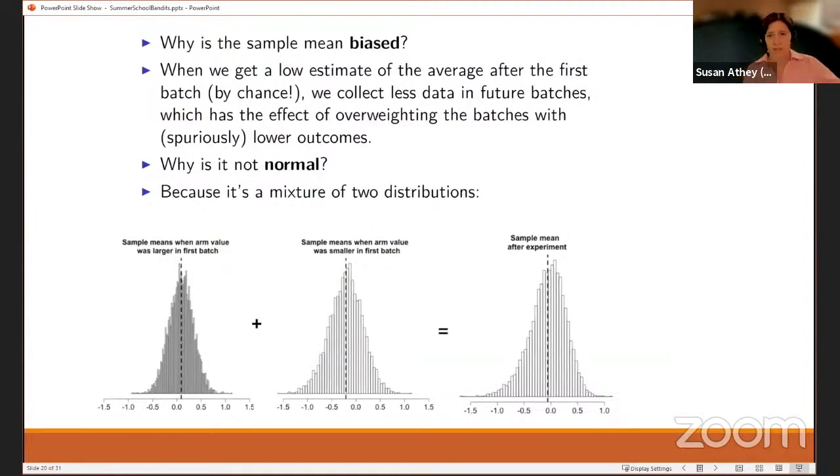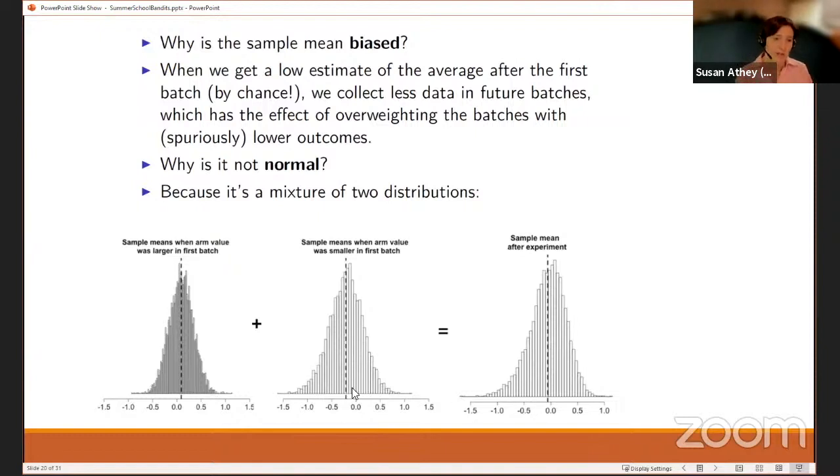Well, what happens is with these 2 equal arms, after the first batch, one of the arms has to be low and one of the arms has to be high. But if you happen to be the low arm in the first batch, you're not going to gather a lot of data in the second batch. And so if you were low in the first batch, then you're averaging up a low mean, the minimum order statistic of 2 means in the first batch, with a small amount of additional data. So on average, that's going to still be low. If you were low in the first batch and you throw a few more observations on top of it, you're still going to be low. So the sample means when the arm was smaller in the first batch are substantially less than 0.